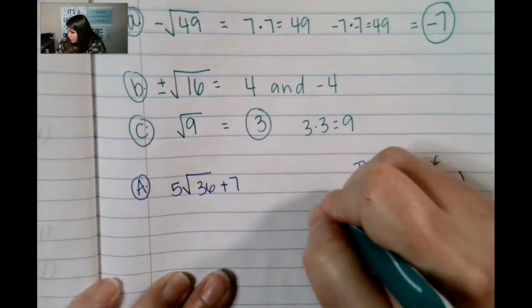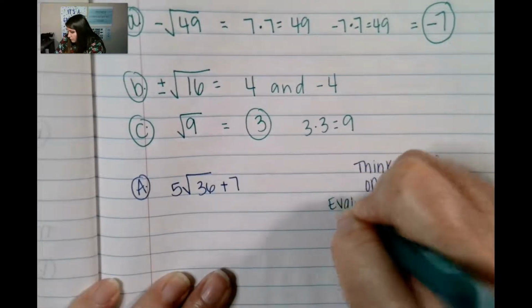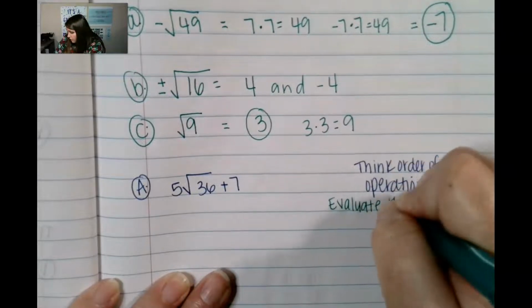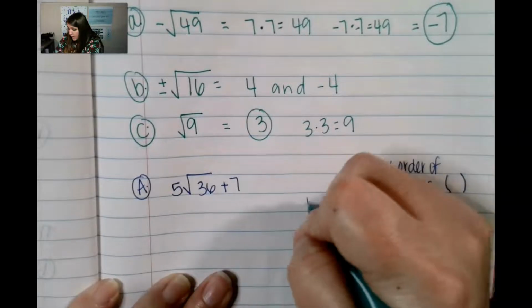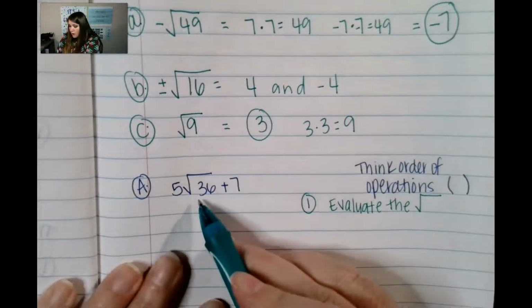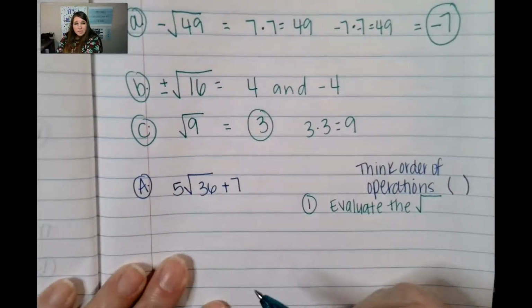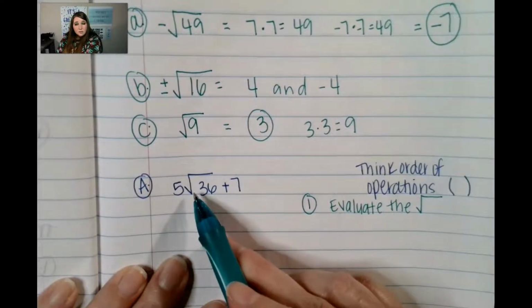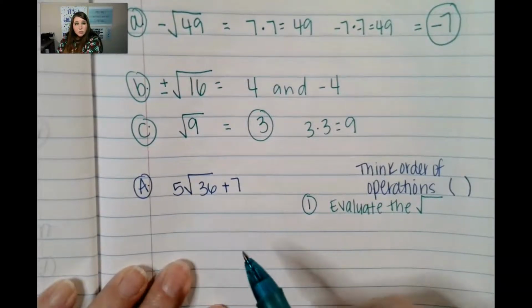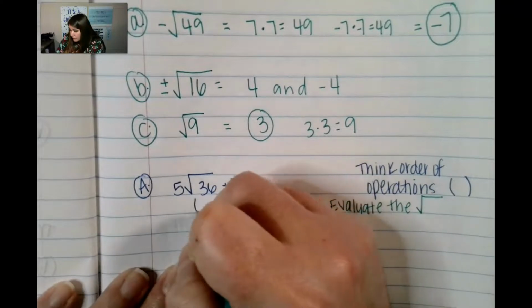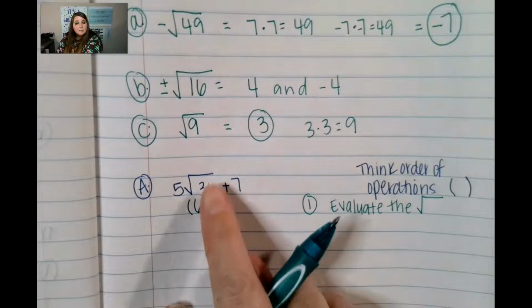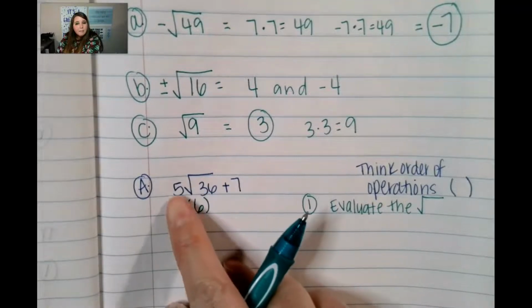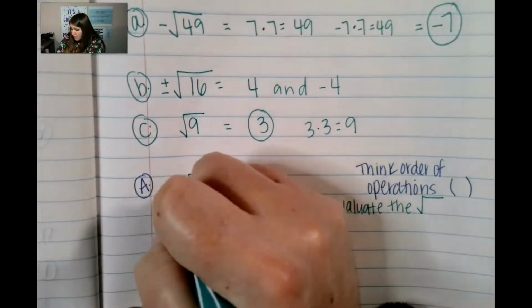Our first step is to evaluate the square root. Okay, that is our first step. So the square root of 36, because this is a positive symbol, I'm just going to use a regular 6. I'm then going to switch them to parentheses because I have evaluated that, but now I have multiplication.